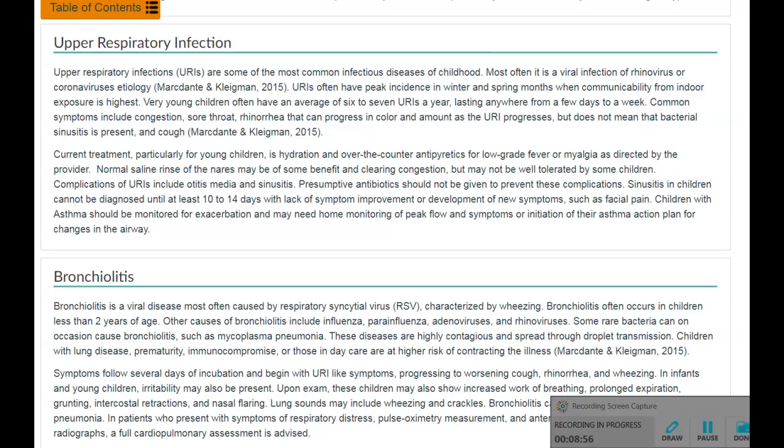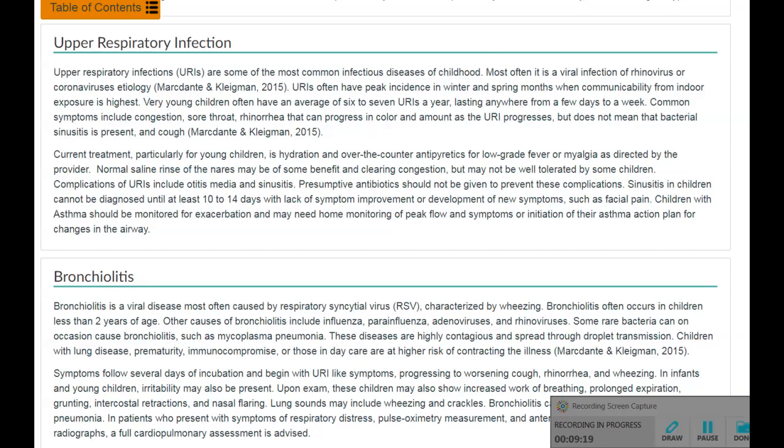Current treatment, particularly for young children, is hydration and over-the-counter antipyretics for low-grade fever or myalgia as directed by the provider. Normal saline rinse of the nares may be of some benefit in clearing congestion, but may not be well tolerated by some children. Complications of URIs include otitis media and sinusitis. Presumptive antibiotics should not be given to prevent these complications.